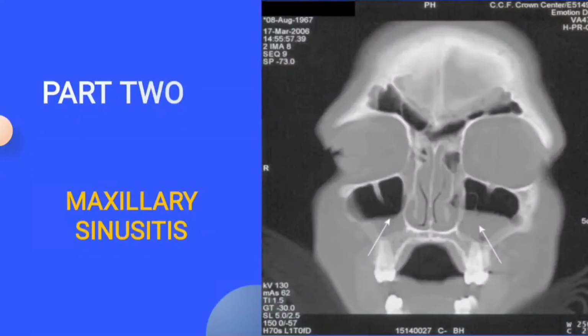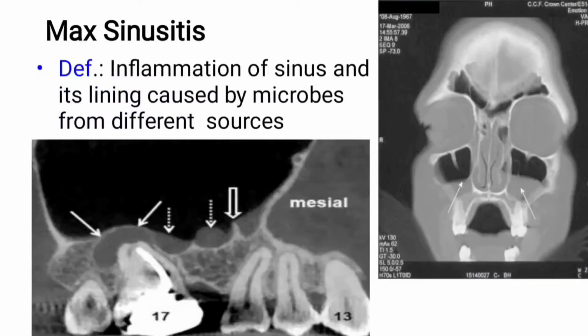The second topic with us is maxillary sinusitis. Maxillary sinusitis can be defined as inflammation of the sinus and its lining, which is called the Schneiderian membrane, due to microbes from different sources, either an extrinsic source like the oral cavity and periapical infection of the upper posterior teeth, or an intrinsic factor from the nasal passages like viruses, common viruses, influenza, common cold, or coronavirus recently.